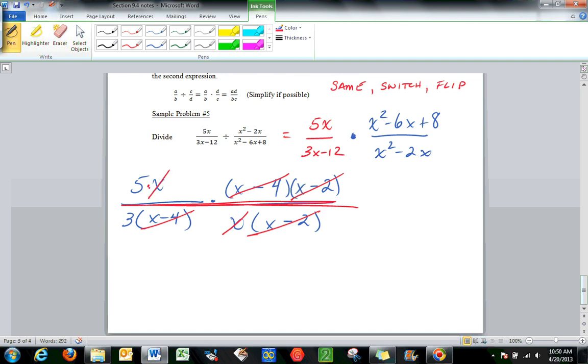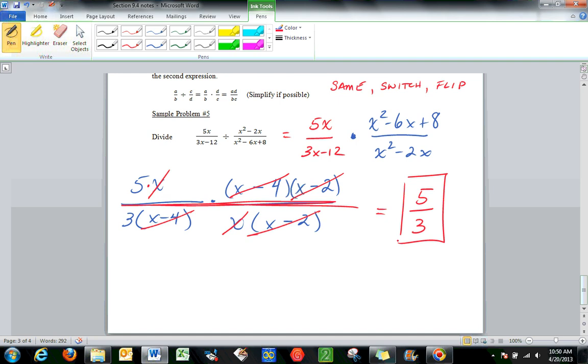Now, if that 5 was being added to the x, that would be a different story. But since they're being multiplied together, just like the other terms, those x's can be canceled out, which is simply going to leave us with a 5 on top and a 3 on bottom. And we have 5/3 as our final answer.